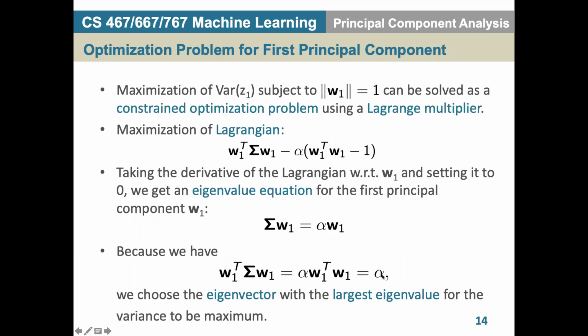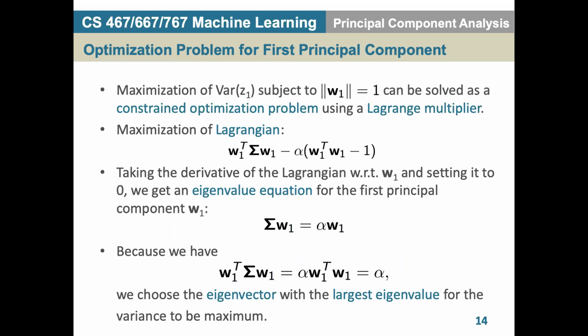As we said, if you do eigen decomposition, you have lambda 1, lambda 2. This is lambda 1, the largest eigenvalue. So we will choose the eigenvector with the largest eigenvalue. W1 is the direction, and its associated eigenvalue alpha will be the variance after mapping along W.